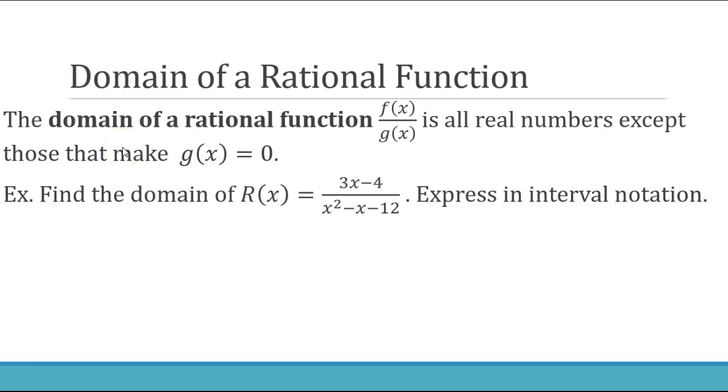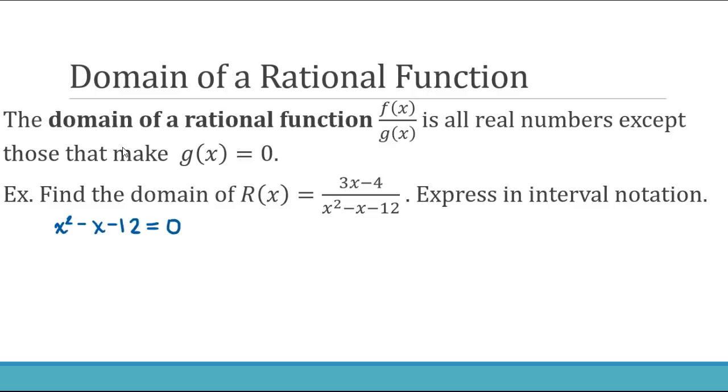The domain of a rational function, f of x divided by g of x, is all real numbers except those that make g of x, the denominator, equal 0. So in this first example, let's find the domain of 3x minus 4 over x squared minus x minus 12 and write our answer in interval notation. So we need to find the values that make the denominator x squared minus x minus 12 equal 0.